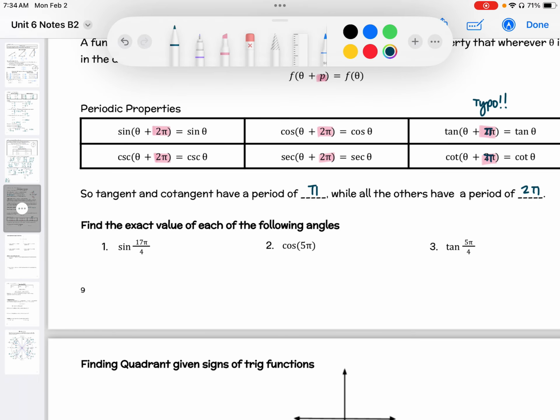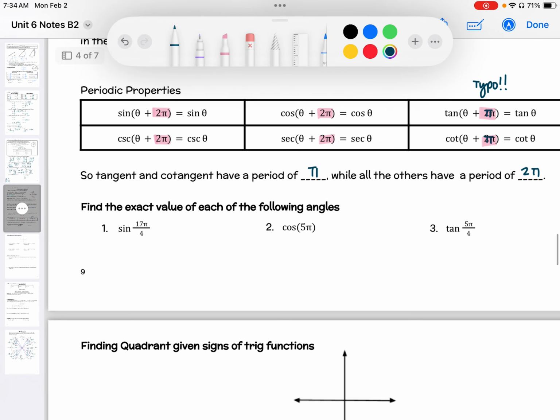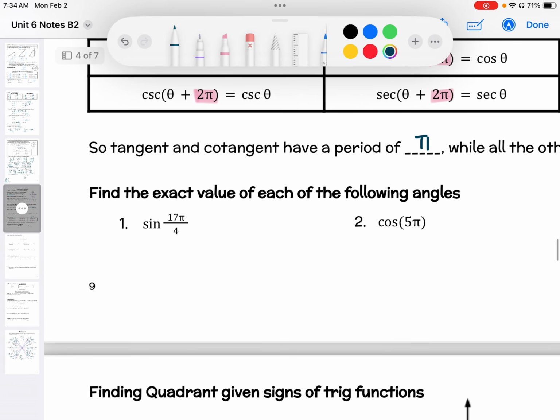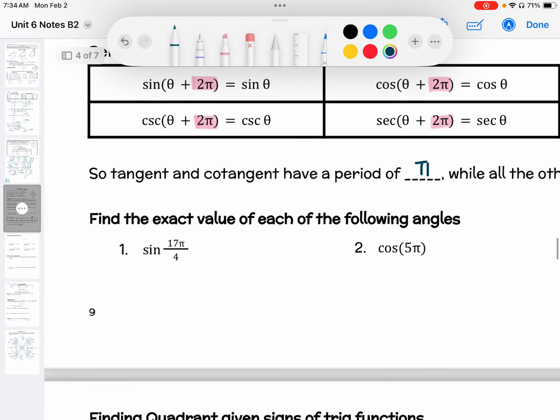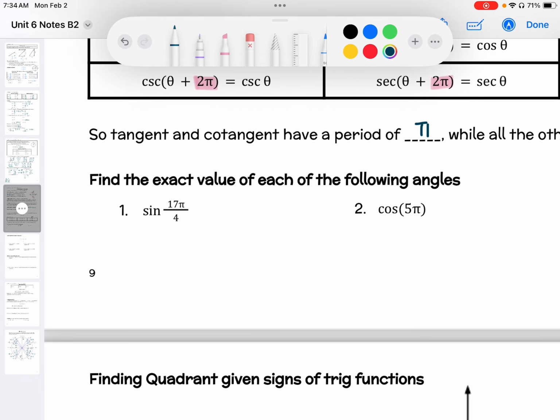All right, so if we want to find the exact value of the following angles, we've already done this kind of thing. If we see that we have 17 pi over 4, that's not a value we have on the unit circle, but we can subtract its full period to figure out something on the unit circle so we can actually answer this question. So if we think about 17 pi over 4, and I want to figure out what a coterminal angle is, I can subtract by a full rotation, which is 2 pi.